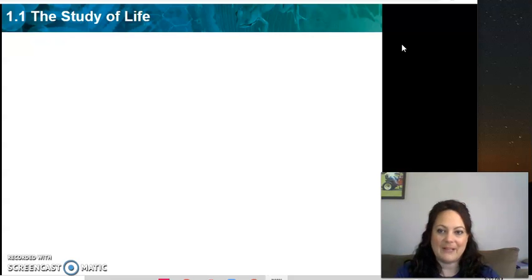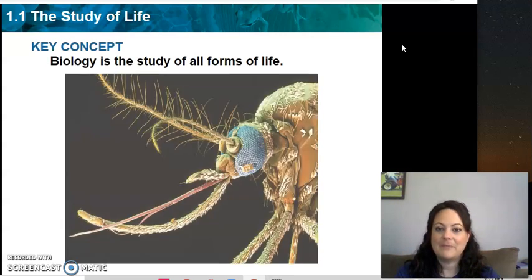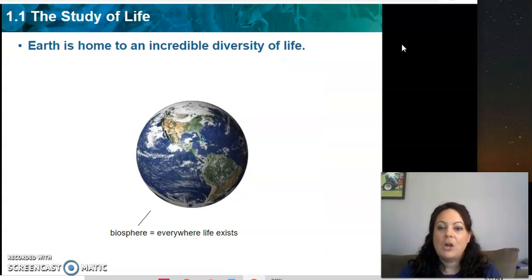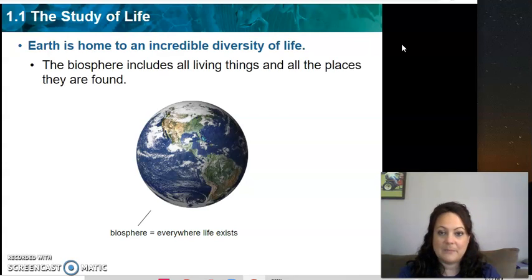Chapter 1, Biology, the study of life. Key concept: biology is the study of all forms of life, from the smallest of microscopic organisms to the largest that roam the earth. Earth is home to an incredible diversity of life. The biosphere is everywhere on Earth that life exists. The biosphere includes all the living things and all the places that they are found.